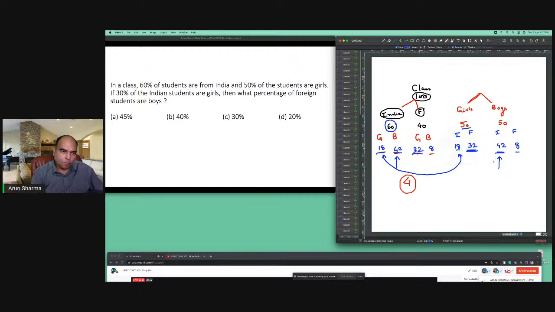So the question is, what percentage of the foreign students are boys? The answer is 8 out of 40, which works out to be 20%. So option D is the right answer in this question. And this is again symptomatic of, are you able to get the access of this thing?